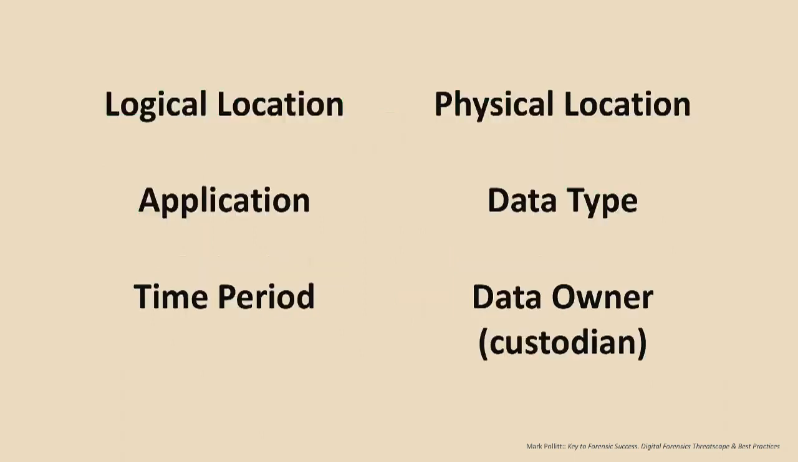How does that work? Then we can start looking at the logical location, physical location, the application that was used, data type, time period, the data owner. These are all further ways that we can use to drill down and nail down what we're actually looking for. You can build filters inside of these tools to isolate the kind of evidence you're looking for based on these characteristics.